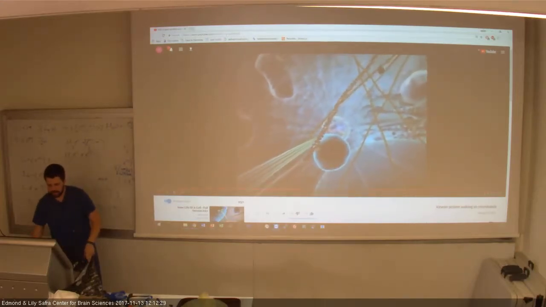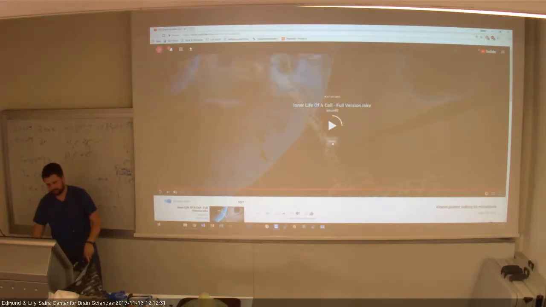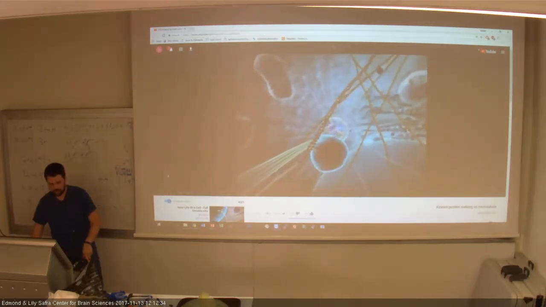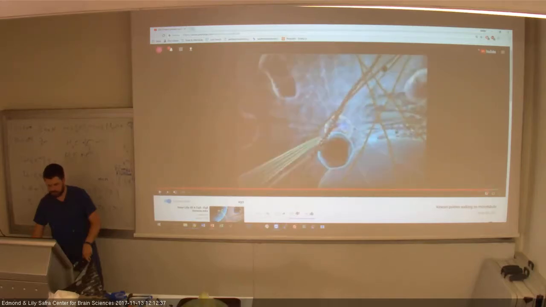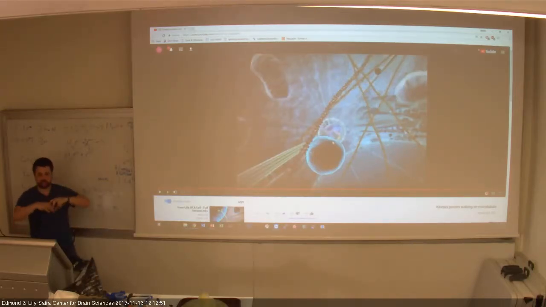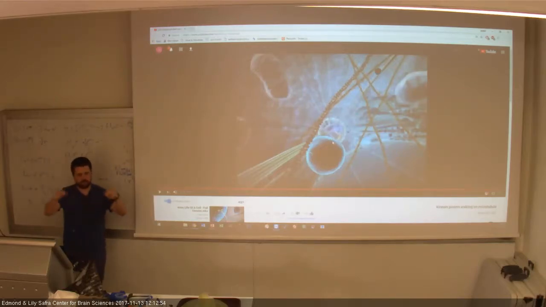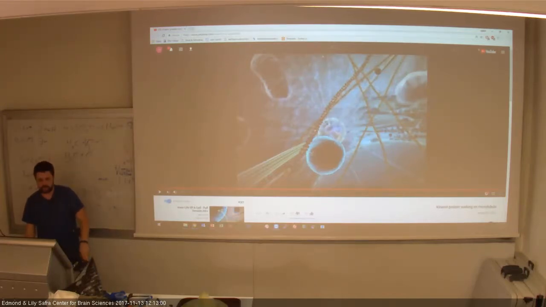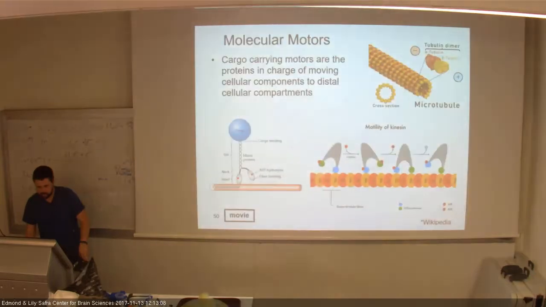Especially this view is showing the center, like there are areas in the cell called centromeres that the microtubules sprout from. So the cell itself has directionality, and you can imagine that the entire cell is composed of these long fibrous structures of microtubules and also actin filaments. And these cargo proteins are in charge of shipping cargos from one end of the cell to the other.